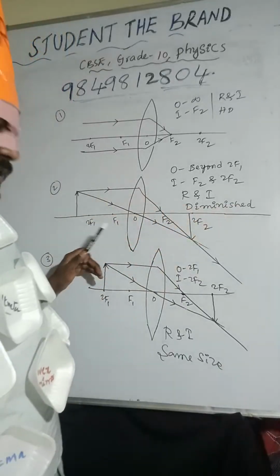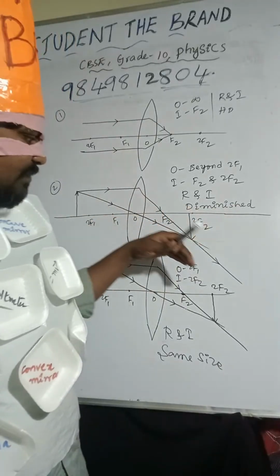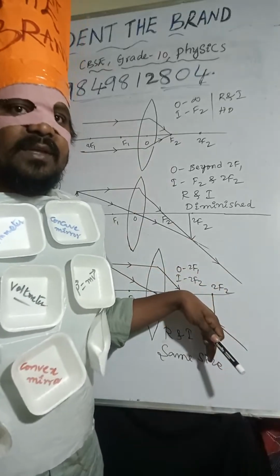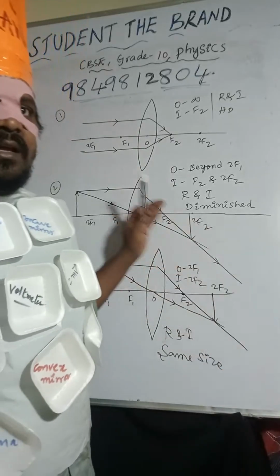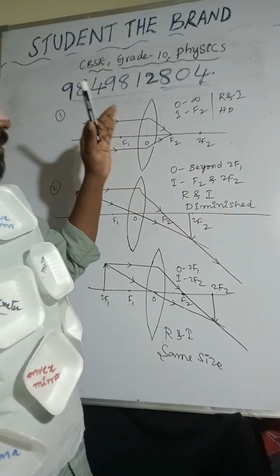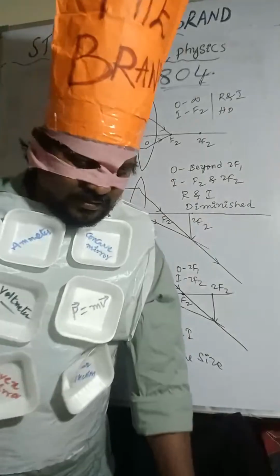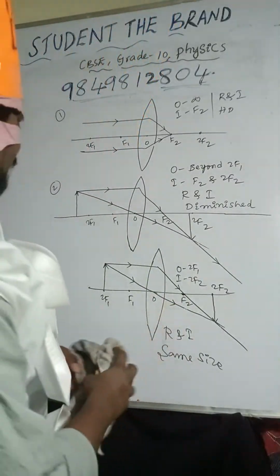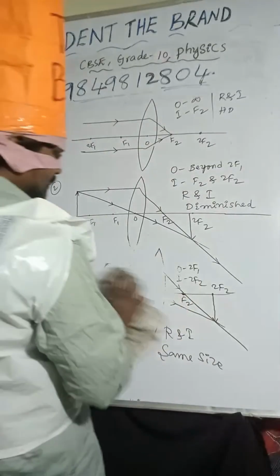So object is placed at 2f1, image will form at 2f2, nature of the image is real and inverted, and size of the image is same size. Okay, so I hope it is very clear. So this is about image formations of convex lens. So 3 more image formations are there, so we'll discuss now.